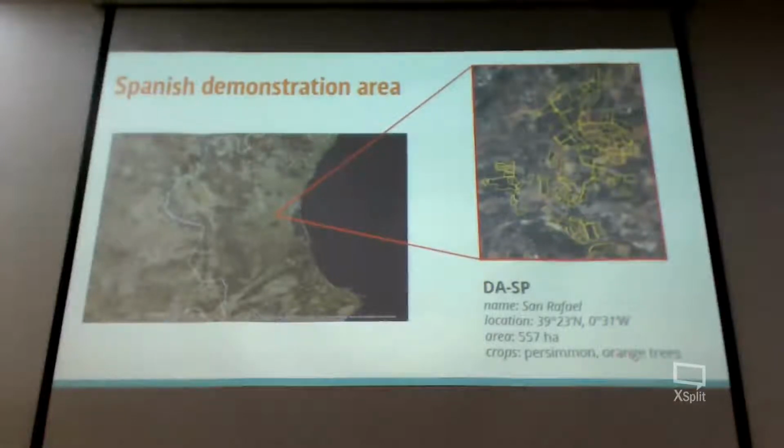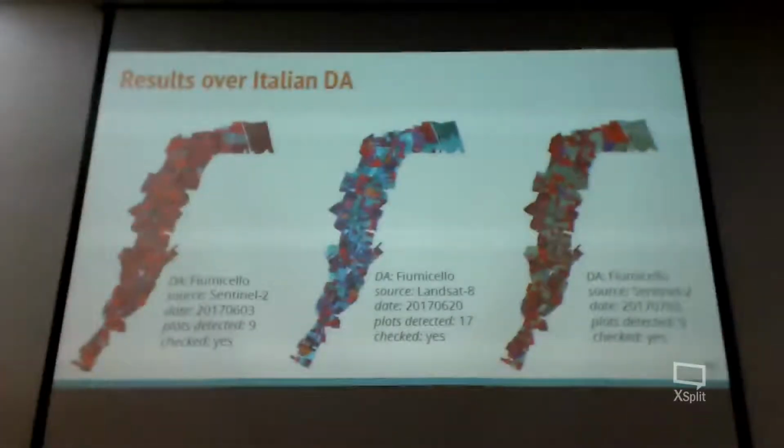This is the Spanish demonstration area near Picassent. It is an area of about 500 hectares, with specifically persimmon and orange trees as crops. And so here we tried the other methodology. Here we can see the results that we obtained over the Italian demonstration area.